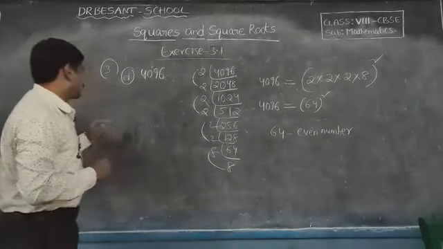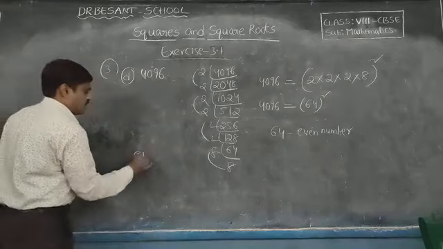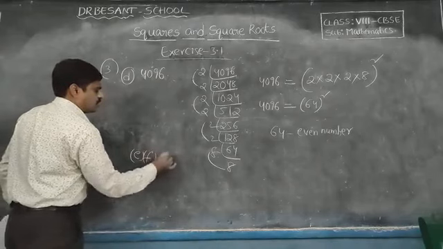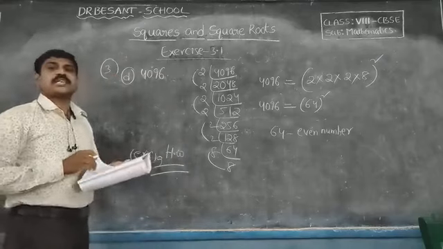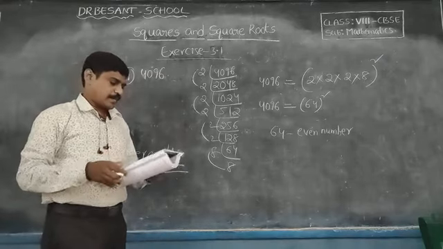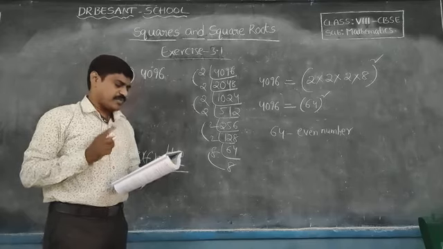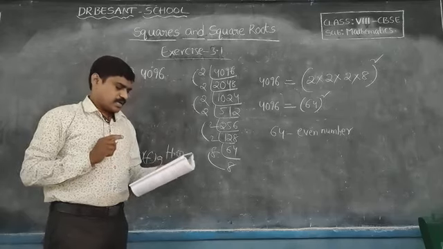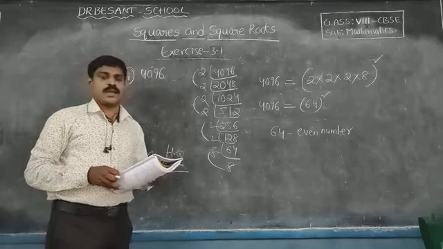Okay. So remaining E, F, G, you can do as homework. Do this homework, children. So this is exercise 3.1 we have completed. Next, in the previous class I explained properties of square numbers. Next, addition of consecutive odd numbers I will explain. Children, note down.